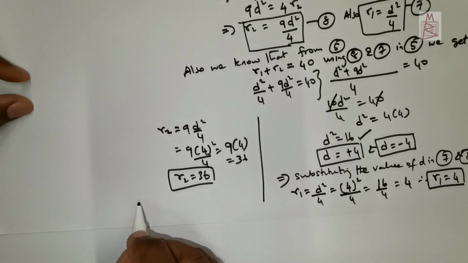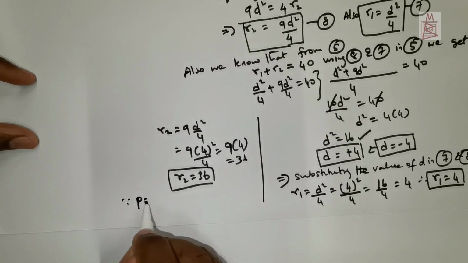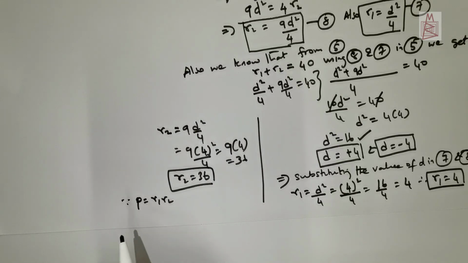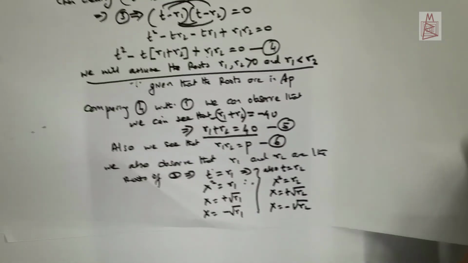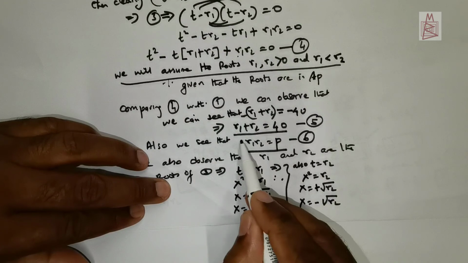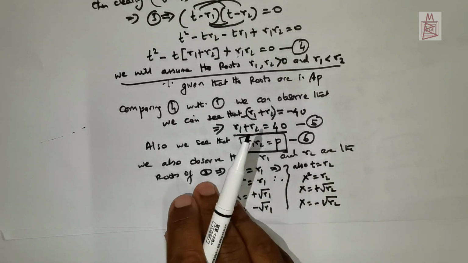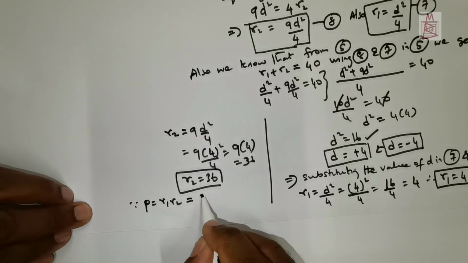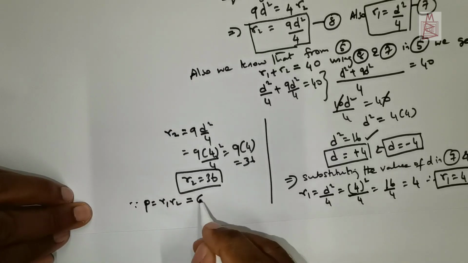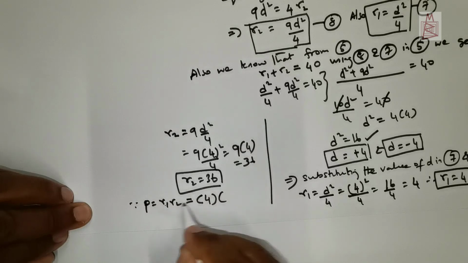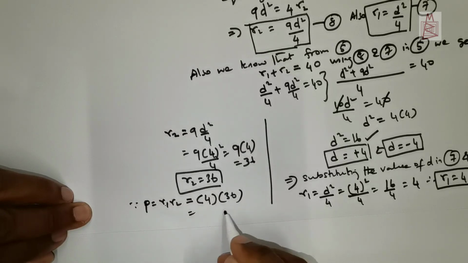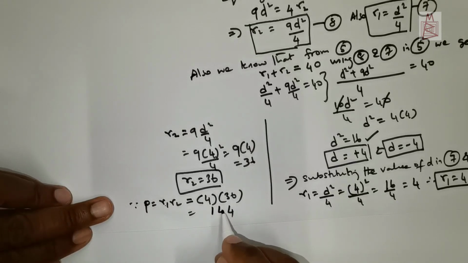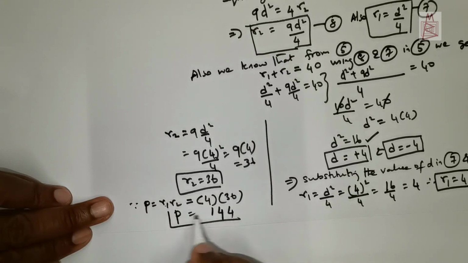So we've got the roots R1 and R2. Now we want to find the value of P. Now clearly P is nothing but R1 times R2. I have already shown you that in the start, that R1 times R2 is equal to P. So we are asked to find the value of P. So this is equal to, the value of R1 is 4. The value of R2 is 36. So this is going to be 6 times 4, 24. 4 times 3, 12, 13, 14. So 144. This is the value of P.